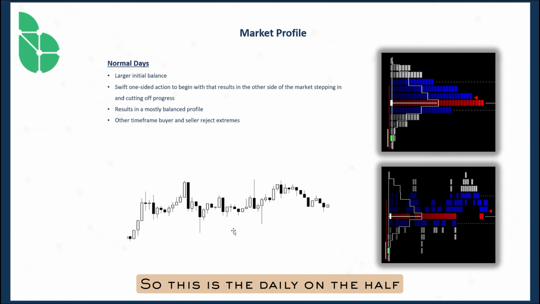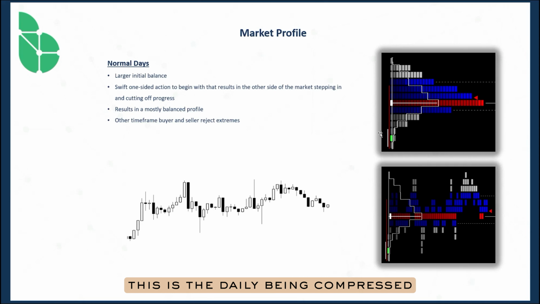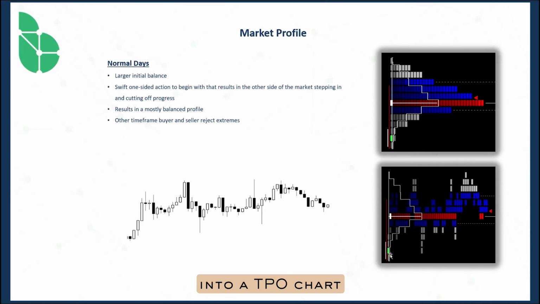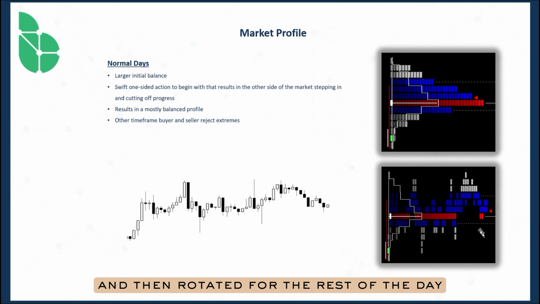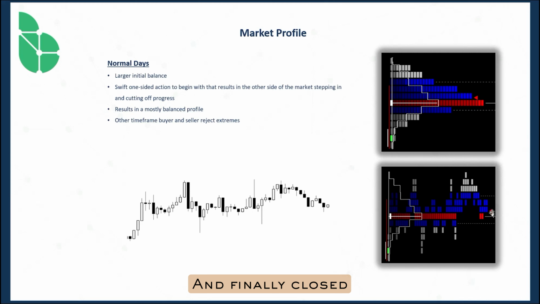right? So this is the daily on the half-hour chart, 30-minute candlestick. Again, this is the daily being compressed into a TPO chart, and this is that TPO chart basically unraveled. So you see that the market opened down here, quickly moved up, settled in a little bit, moved up, was rejected, and then rotated for the rest of the day. Rotated from low to high to low to high, and finally closed within the center of the range. So it is pretty balanced.